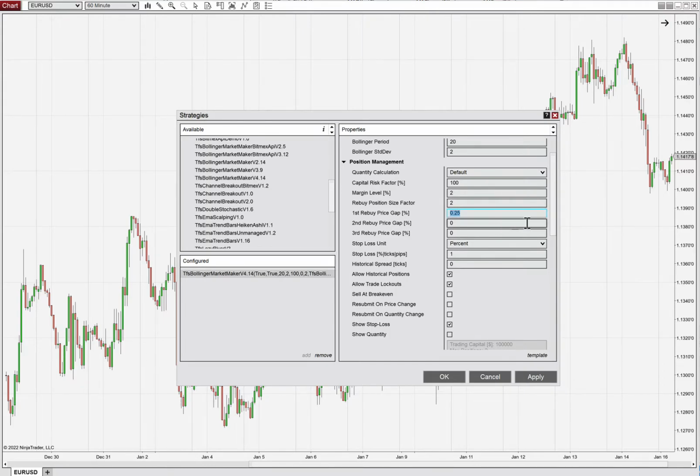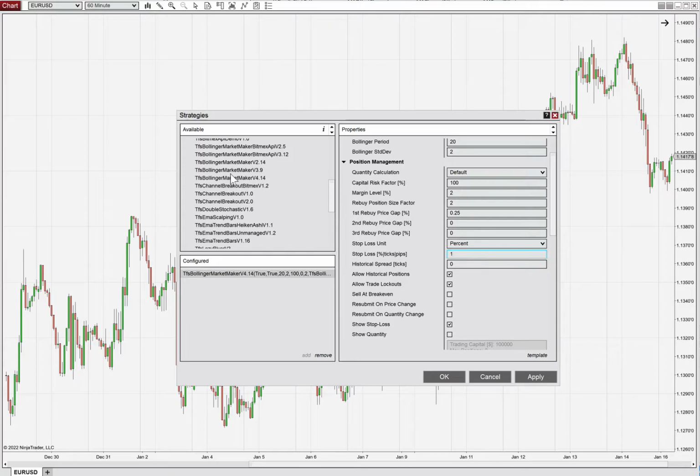So the rebuy, this is where it buys or enters the second position, is at 0.25%. If you're trading Bitcoin or futures, this percentage might be different, right? So for Bitcoin, I would start maybe at, I don't know, 1%, 2%, 5%, wherever you want to rebuy. And the stop loss is set at 1% here, right?